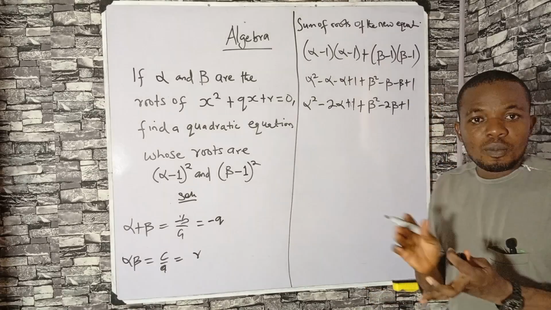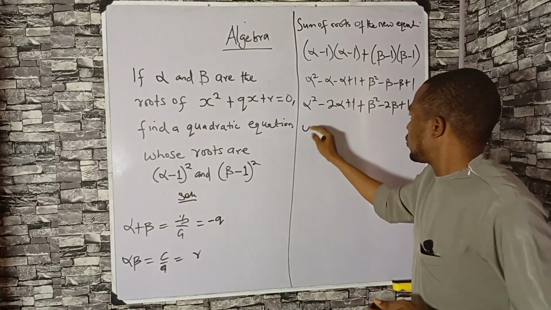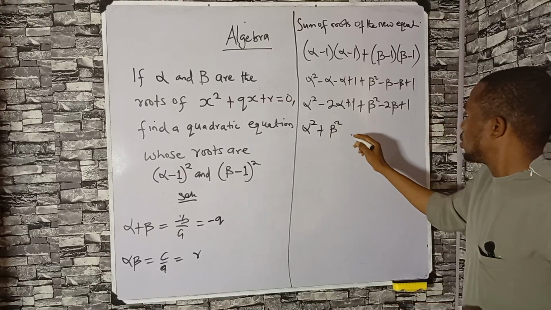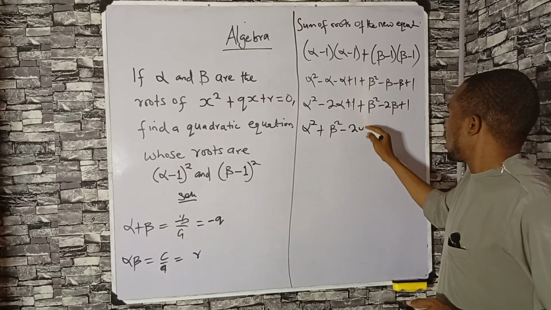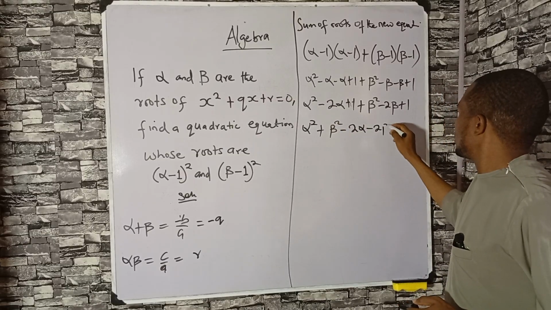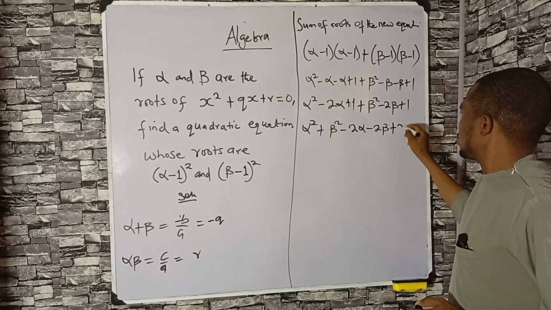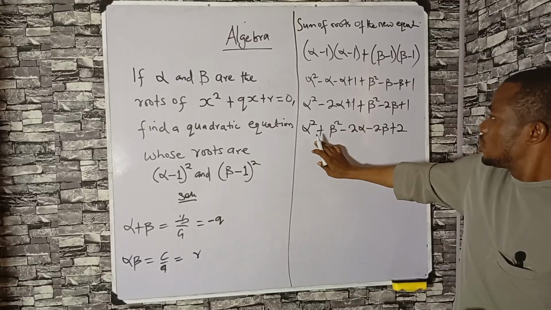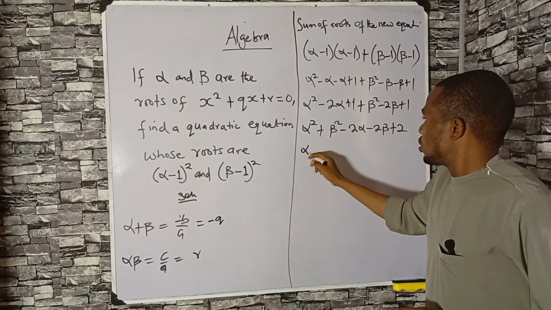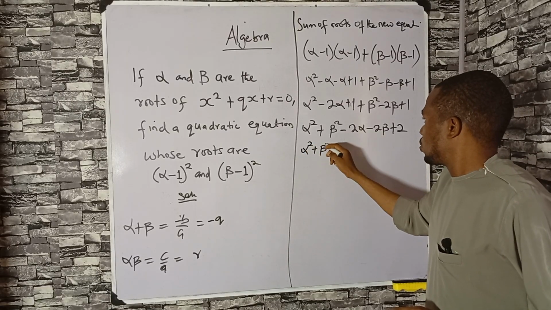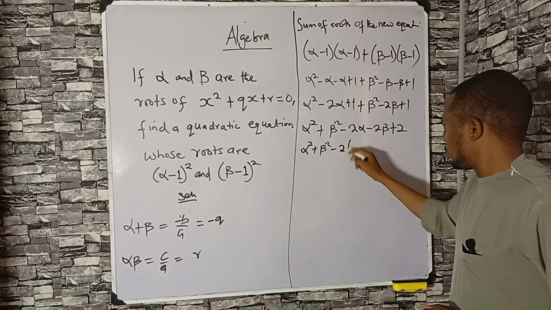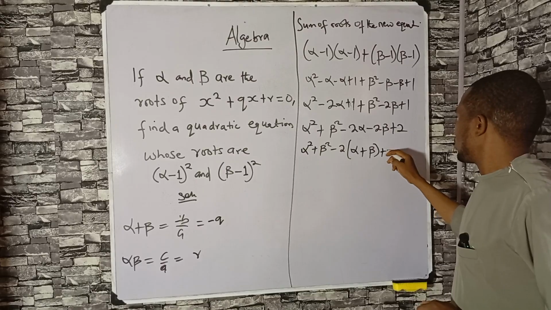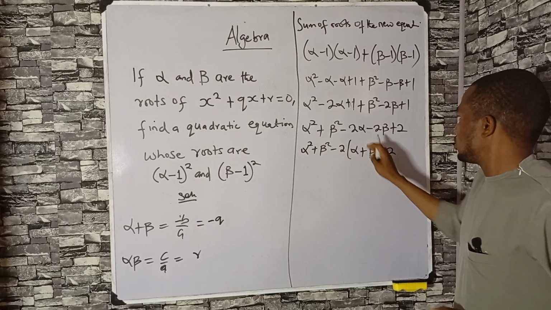If you check, we can combine here and this. So we have alpha squared plus beta squared, which is this one, minus 2 alpha minus 2 beta, then 1 plus 1, that is 2. So the sum of roots of the new equation is this. We can do something further here: minus 2 times alpha plus beta, plus 2, because this gives this and this.